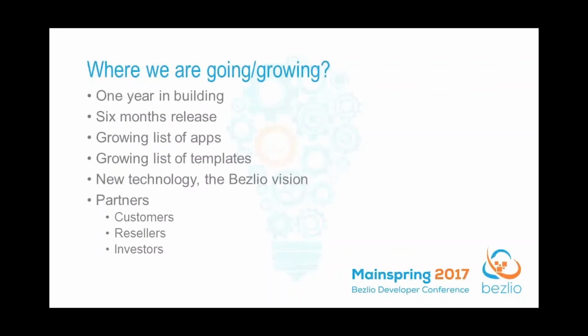So, where are we going? Mainspring growing. As Adam kind of mentioned before, it took us about a year to build. That was a long time of looking at a lot of technology and really working on the idea of it. 6 months into the release cycle, and we've been growing very, very aggressively.